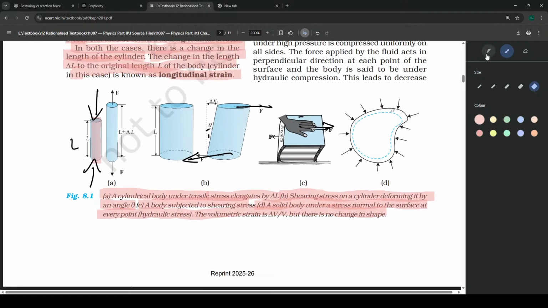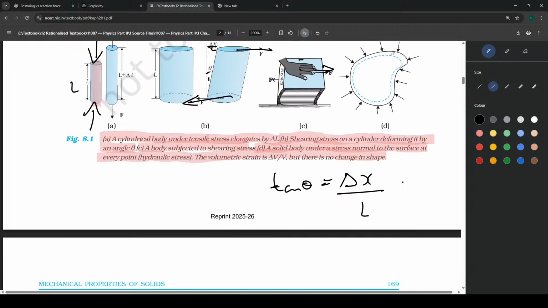And why we say it is equal to tan theta is because this length is tan theta, which equals perpendicular by hypotenuse, and if we consider this a 90-degree angle, tan theta equals delta x by L, and this is obviously shearing strain or tangential strain.